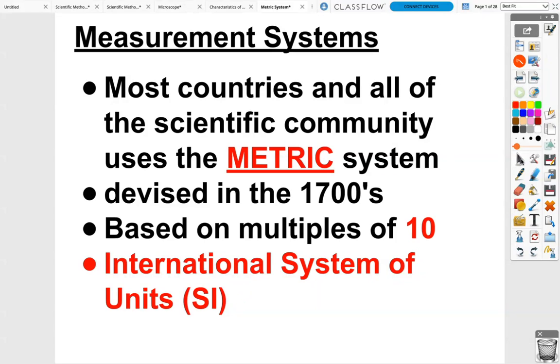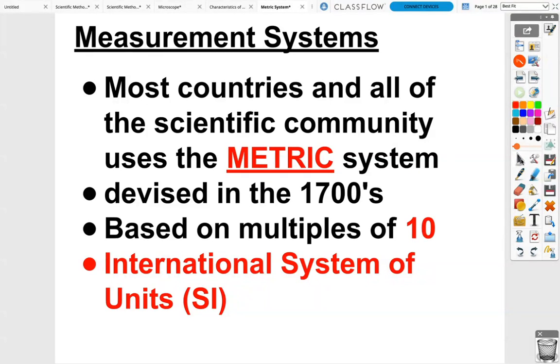It was devised in the 1700s, so it's not a new system by any means. It's an old system, but here in the United States, we just don't use that system. It's based on multiples of 10, so that's a little bit easier, like I said, to convert. Since it's by units of 10, you're either dividing by 10 or multiplying by 10. So basically, you're just moving your decimal either to the left or the right.